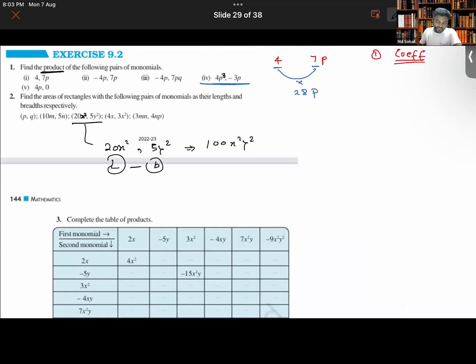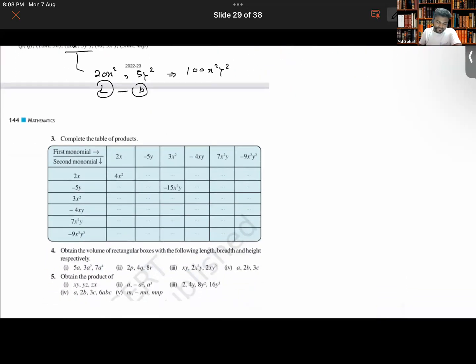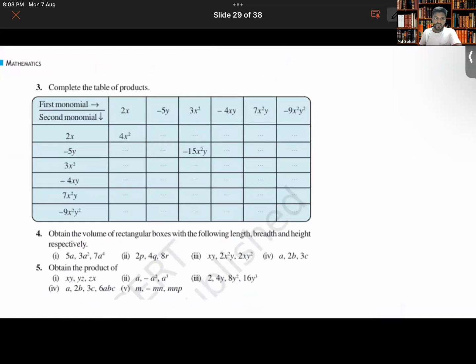So the questions are pretty simple now. Now see this table over here. Okay, Arham, you got the answer? Yes. Okay, good. Now this table here. So the monomials are given here, in the rows and the columns. We basically need to find the product here. We are basically finding the product, right?